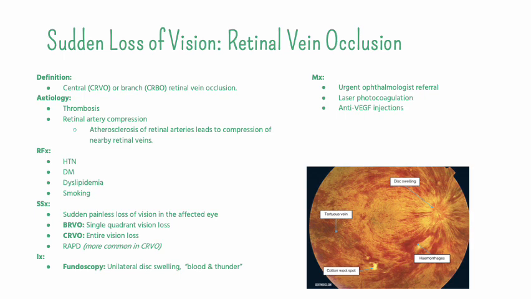Fundoscopic examination will show a blood and thunder appearance, which you can see in the image on your right, in which the hemorrhages of the fundus look like a stormy appearance. The management for this would be an urgent ophthal referral, in which laser photocoagulation and anti-VEGFs will be initiated.